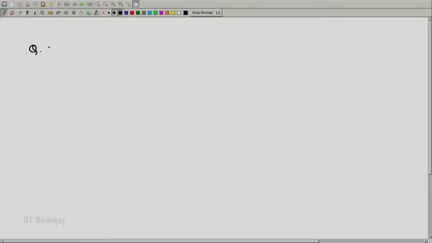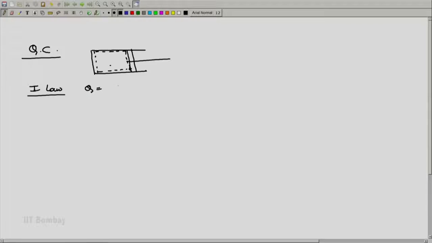So, question C, I can again show a cylinder piston kind of arrangement here, and again my system could be as shown over here, alright, and this could be my state 1 initially and we can find out the state 2 later. Okay, the first law of thermodynamics tells me that Q is equal to delta E plus W, change in energy and work done from the system.